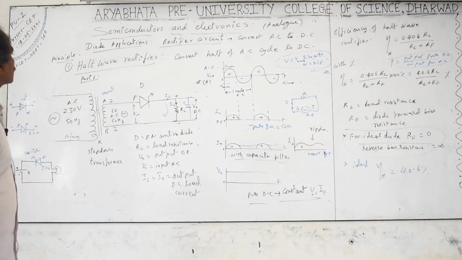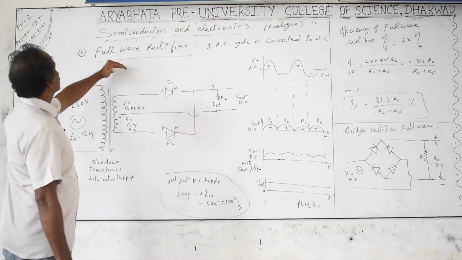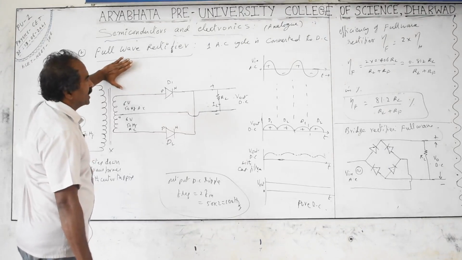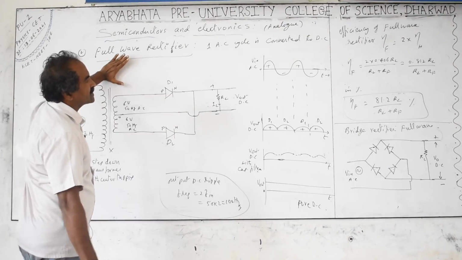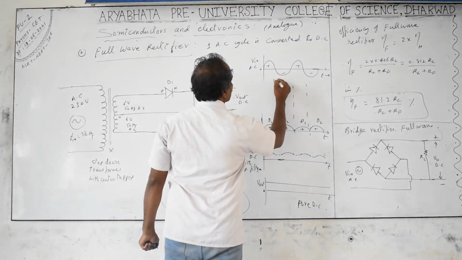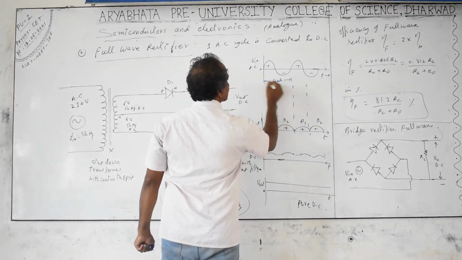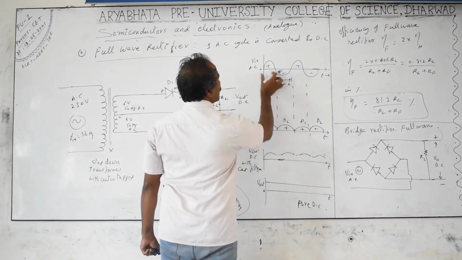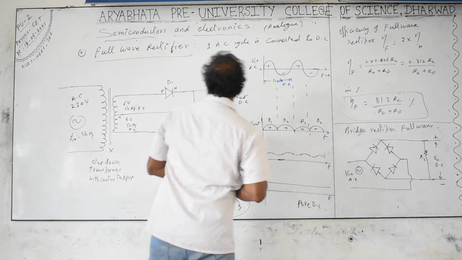Next point we have to discuss is the full wave rectifier. Students, the next type of rectifier is the full wave rectifier. In this full wave rectifier, one complete AC cycle is converted into DC. In half wave rectifier, only half cycle is converted. In full wave rectifier, the full cycle is converted.